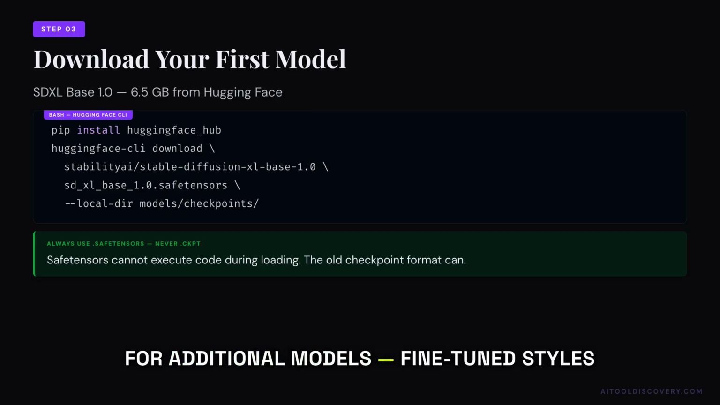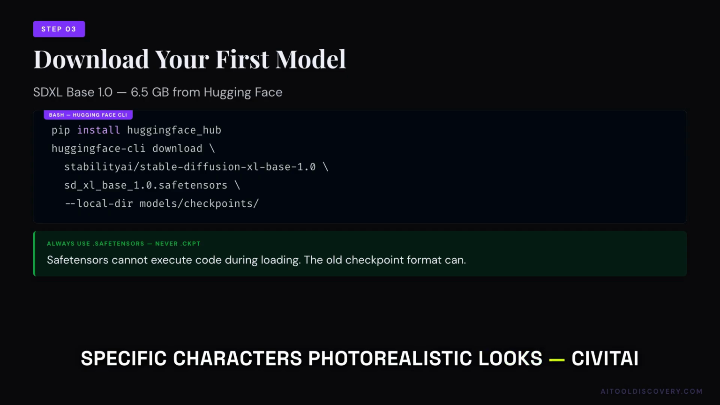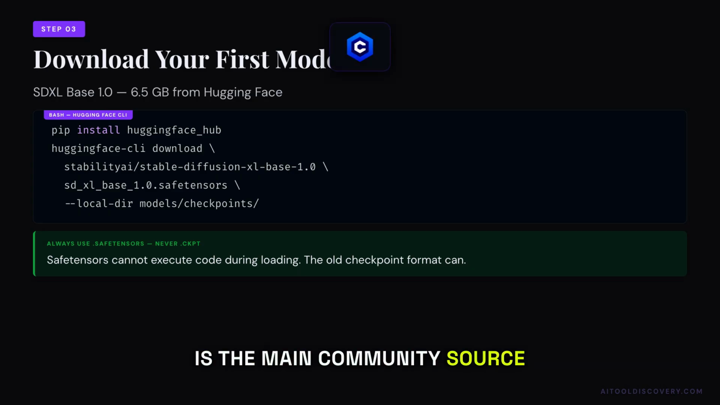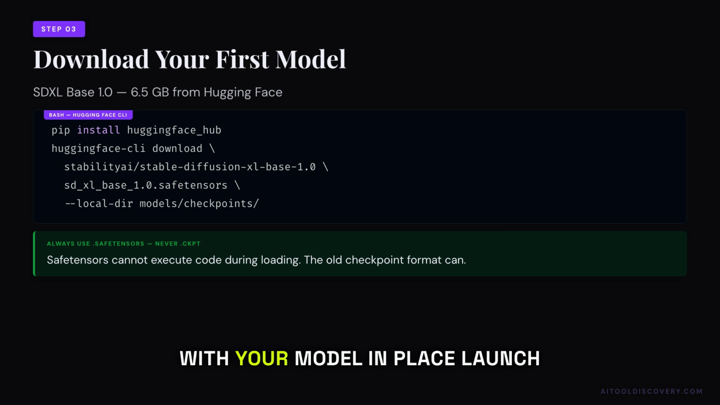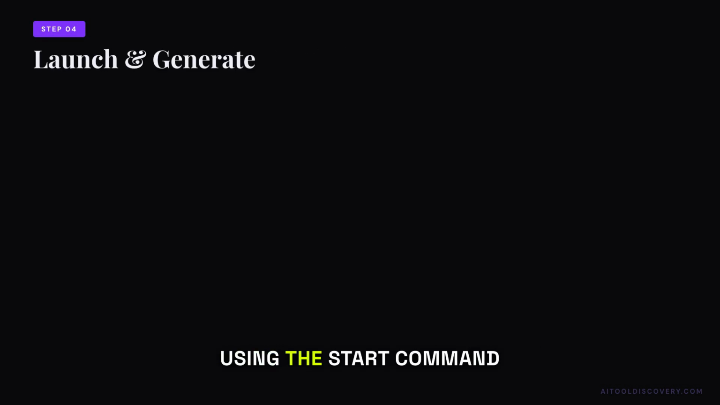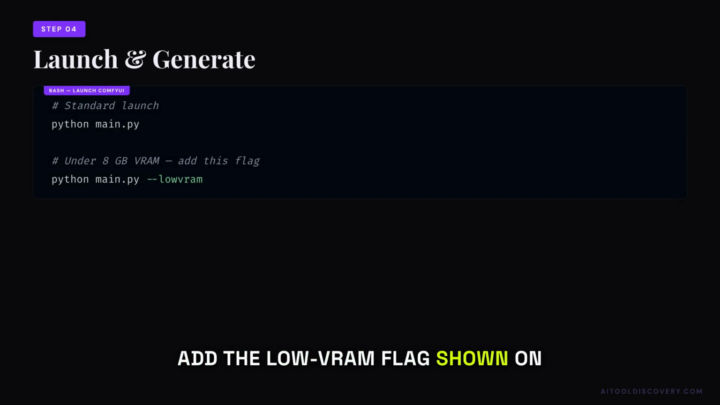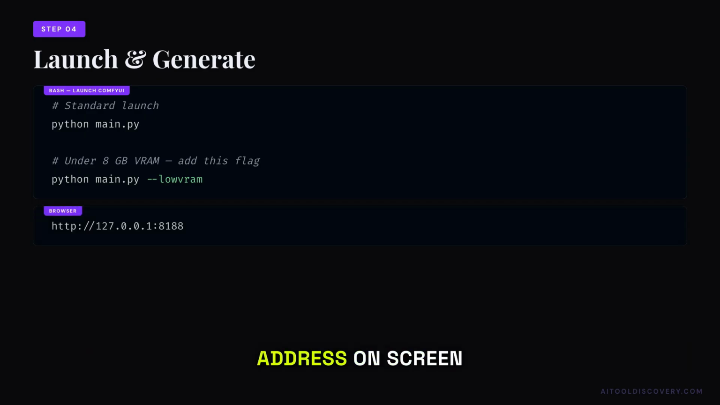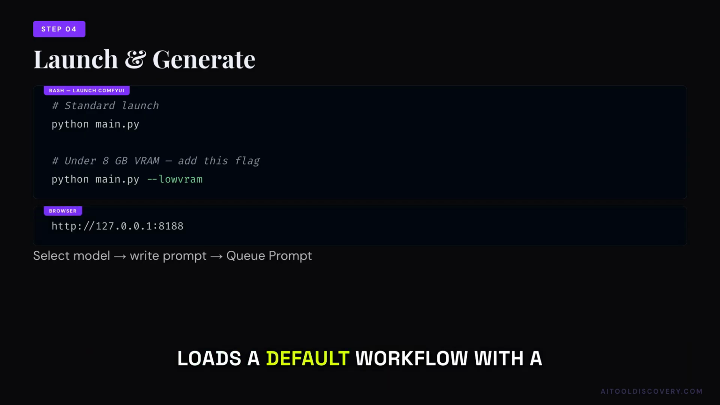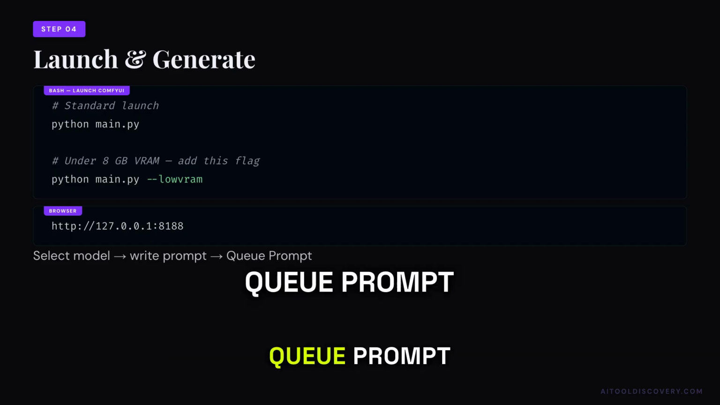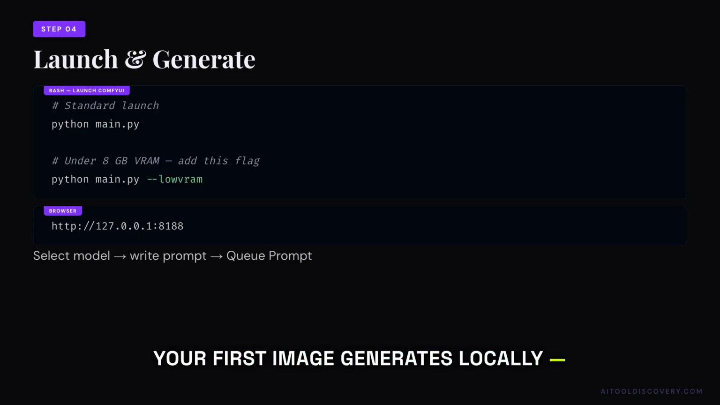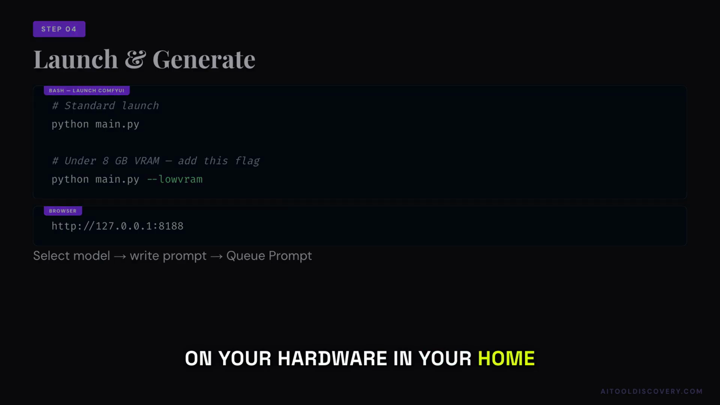For additional models, fine-tuned styles, specific characters, photorealistic looks, Civit AI is the main community source. Check ratings before downloading. With your model in place, launch ComfyUI using the start command. Under 8 GB of VRAM, add the low VRAM flag shown on screen to prevent out-of-memory errors. Open your browser to the local address on screen. ComfyUI loads a default workflow with a checkpoint loader, a sampler, and a preview node. Select your model, write a prompt, click Queue Prompt. Your first image generates locally, on your hardware, in your home.